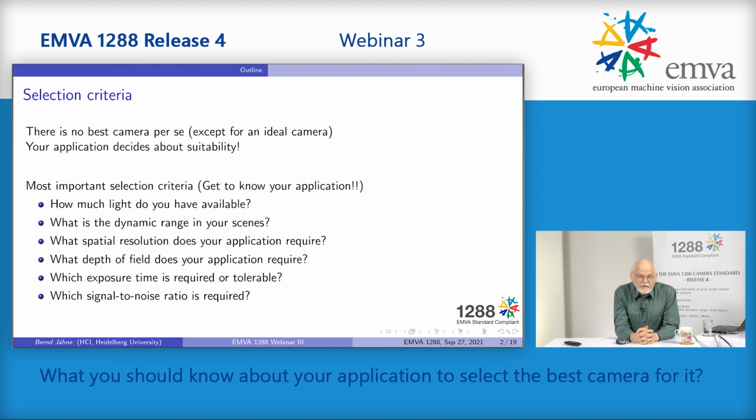Another important question is, which exposure times are actually required or tolerable for your application? If you have a static scene, you don't care at all about it. But the real problem comes if you have objects which are moving, then you don't want to have any motion blur. And especially if you go to high-speed imaging, so capturing high-speed scenes, you need quite low exposure times.